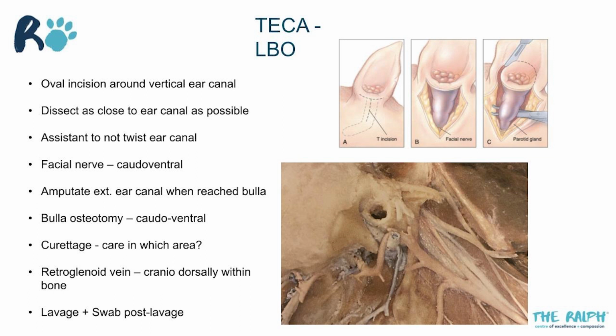If the dog's nose is that way, and you have the bulla, you will have the external carotid and maxillary artery and vein ventral, and you will have the internal carotid medial. So if you have advanced disease that is affecting the bulla, causing lysis, by curetaging you may damage the carotids. I would say this is very, very rare, and you have to be very, very unlucky. But in theory, you may have bleeding from the retroglenoid vein and also from the carotid arteries.